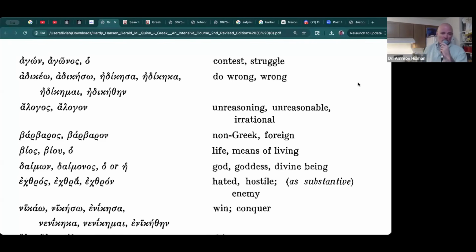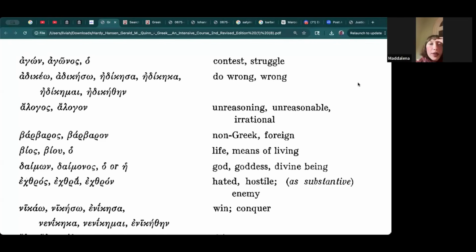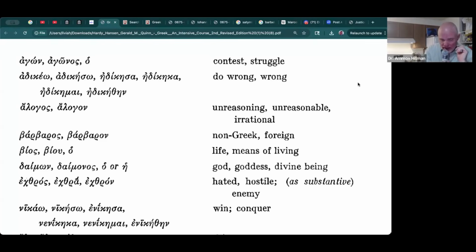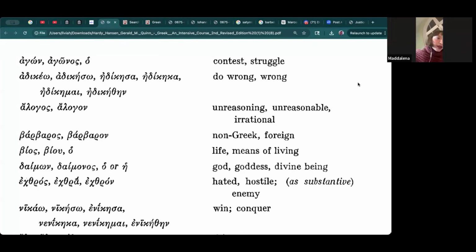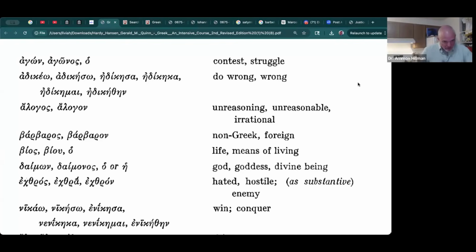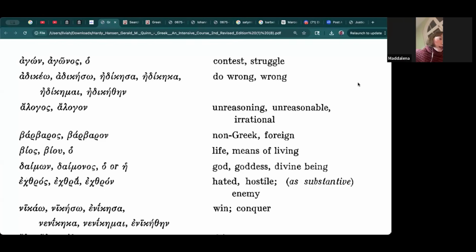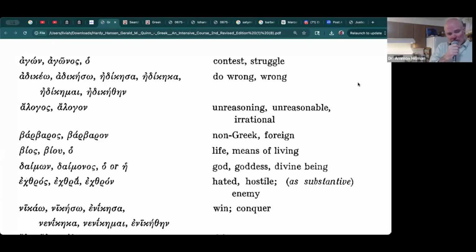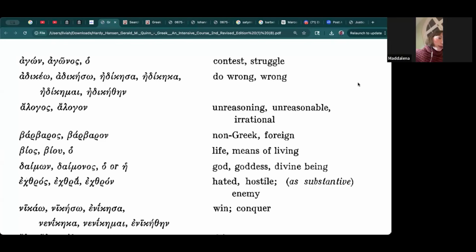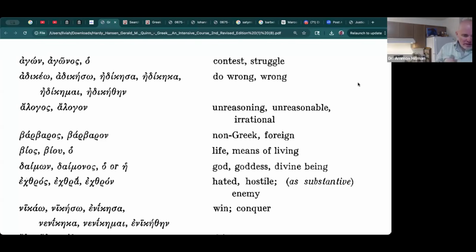So you go ahead and do the words. Adikeo. Adikeso. Adikesa. Where's the accent on that? Adikesa. Sorry. There you go. Adikeka. Good. Adikemai. Adikesein. To do wrong. Do you see how the word is the alpha privative that negativizes that alpha on the front of it, and then it's just dike, the root for justice? Good.